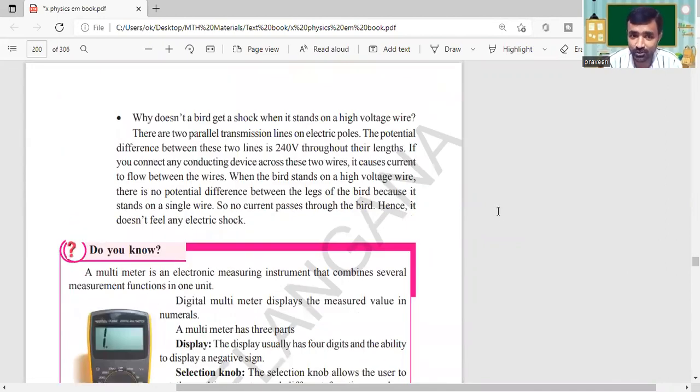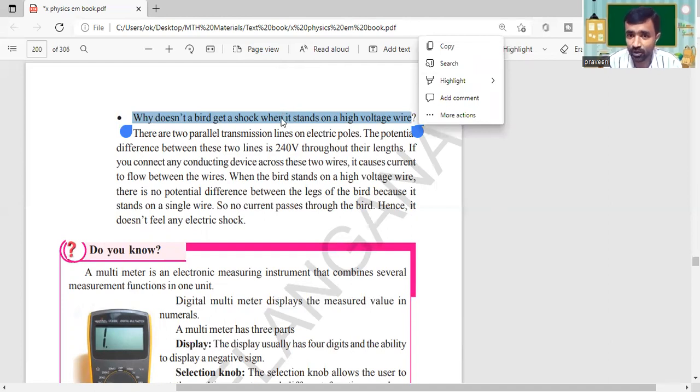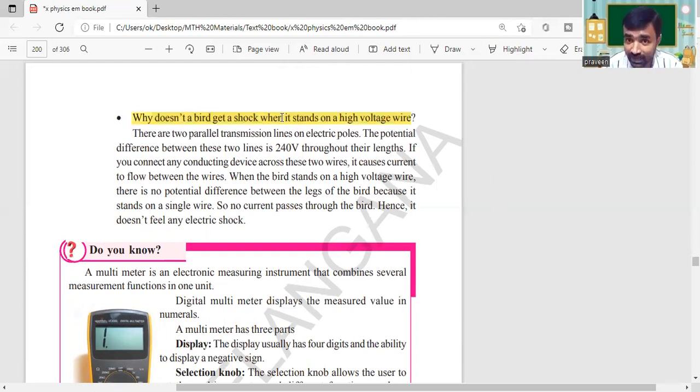So here there is one interesting question, right? What is that? A bird sitting on the electric main wires on the pole does not feel any shock. Can you guess the reason for this? Simple. Here, what we decided previously is that electric shock is the combined effect of voltage, current and resistance. Here the bird is simply sitting on a single wire.